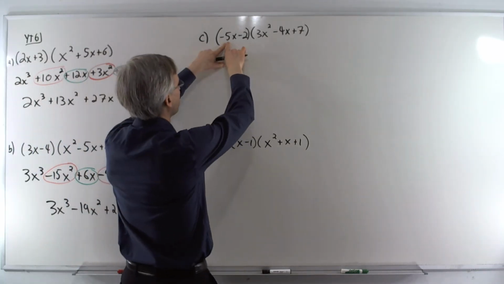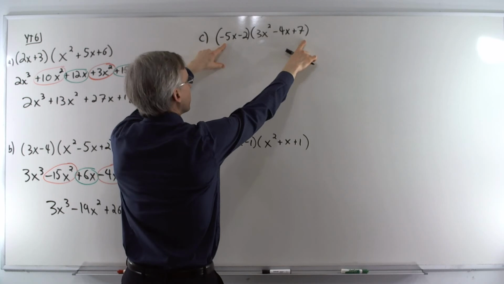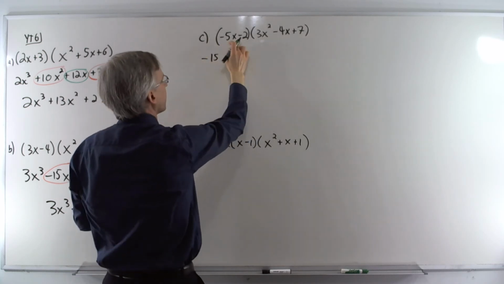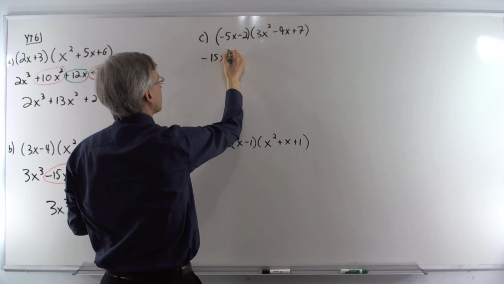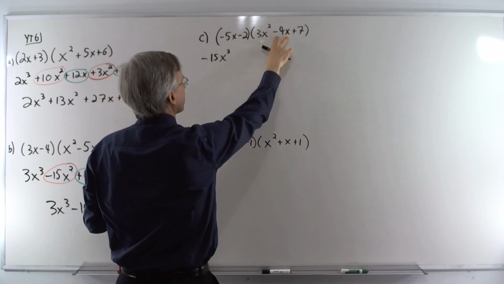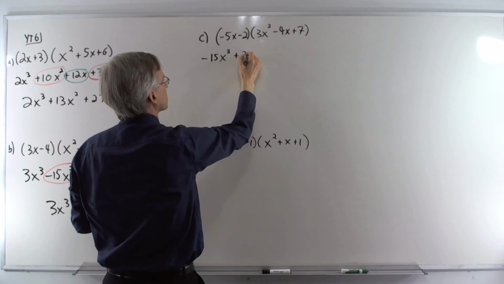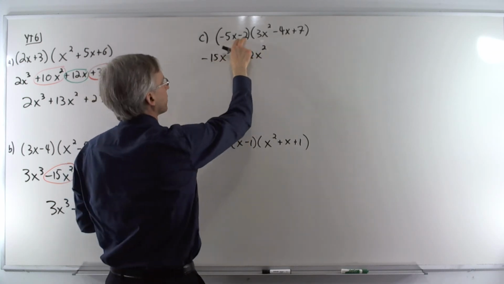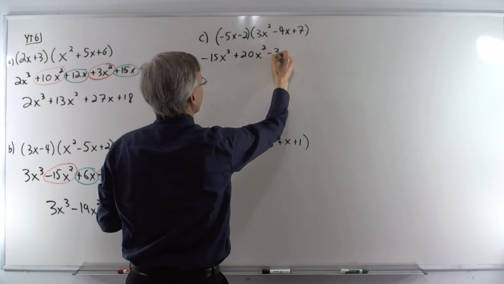I'm going to start by distributing negative 5x into this polynomial. Negative 5 times 3 is negative 15. x times x squared is x to the third. That would be negative 5x times negative 4x, so that's plus 20x squared. Negative 5x times 7 is negative 35x.